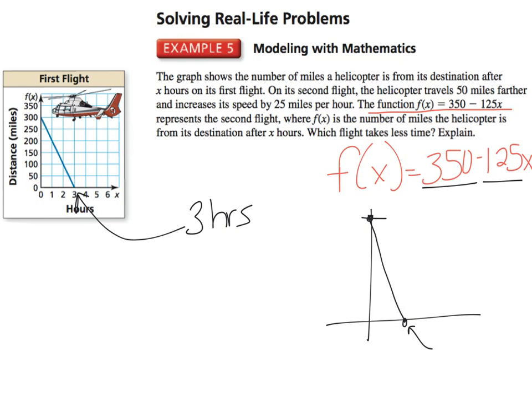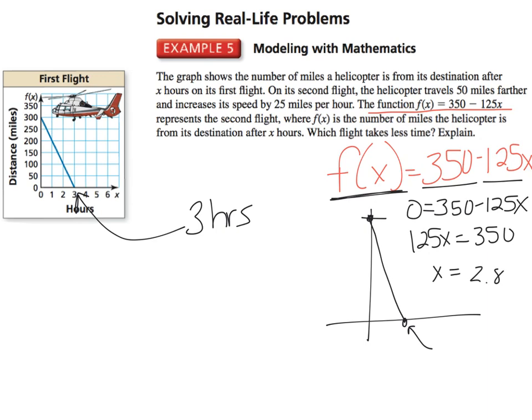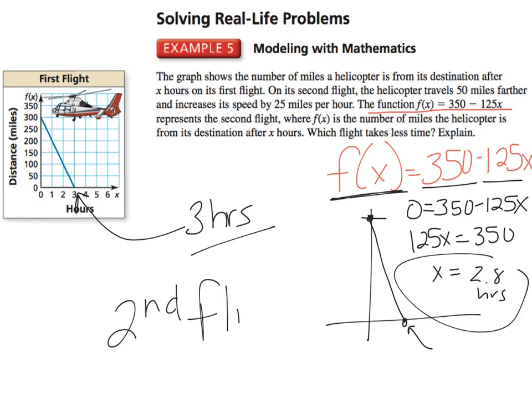We need to find the x-intercept. Now this is review from last year. Woohoo, review. How do you find the x-intercept? You plug in 0 for y. Well, in this case, we have f of x. So all we're going to do is plug in 0. 350 minus 125x. I add 125x, so equals 350. I divide, and I get what? I get 2.8. So this one takes 2.8 hours, and the first flight takes 3 hours. So which one is less time? The second flight takes the least amount of time.